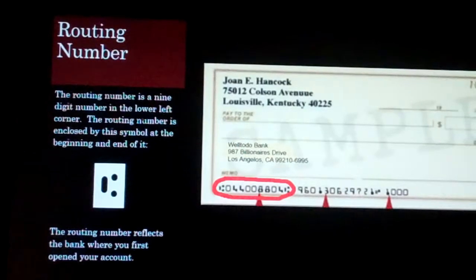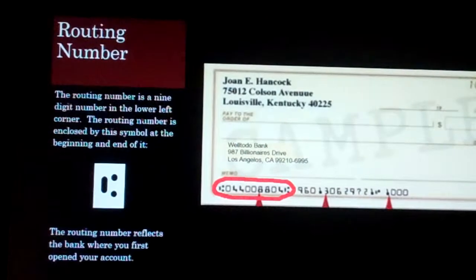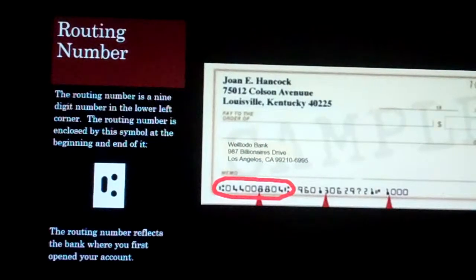Routing number. The routing number is a 9-digit number in the lower left corner. The routing number is enclosed by this symbol at the beginning and end of it. It kind of looks like a little face with a straight mouth, colons rather. The routing number reflects the bank where you first opened your account.